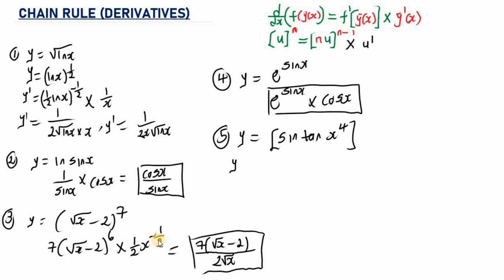So y prime is equal to, so what is the derivative of sine? Because sine is the outside function, right? The derivative of sine is going to give us cosine. So this is cosine. Then you need to multiply this by the inside function. So this is cosine multiplied by tangent s raised to the power of 4.